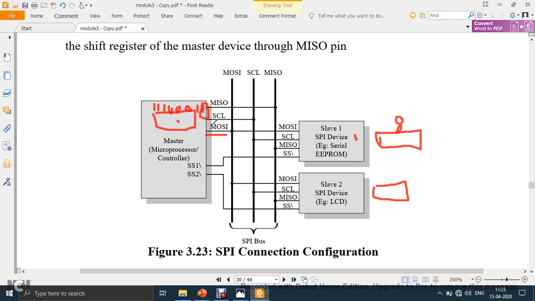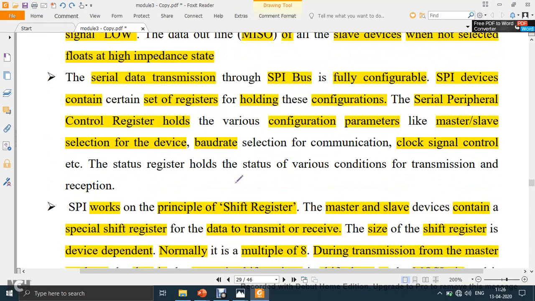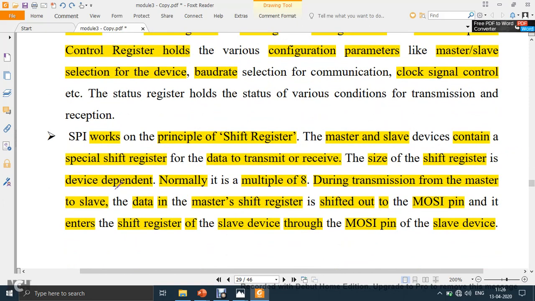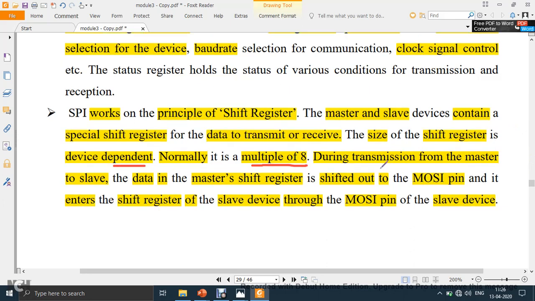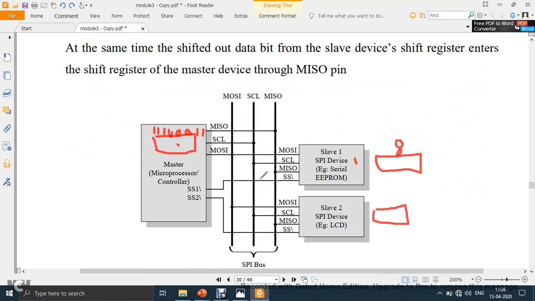As soon as it receives 1 bit, the next bit will be shifted out. As soon as this bit is shifted out, the rest will be shifted to the right, and a new bit will be received. Like this the shift register operation will take place, 1 bit at a time. Remember, compared to I2C where the MSB was shifted out first, here the LSB is shifted out first. This is the difference. The size of the shift register is device dependent, but it is normally a multiple of 8. During transmission, the master shift register is shifted out whenever the master is sending data using the MOSI pin. This is how the communication takes place.